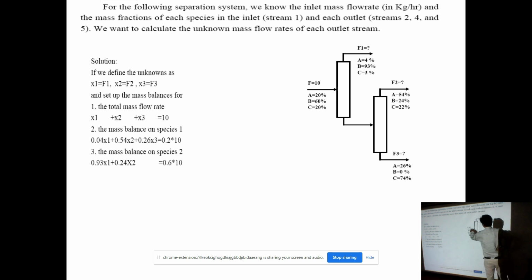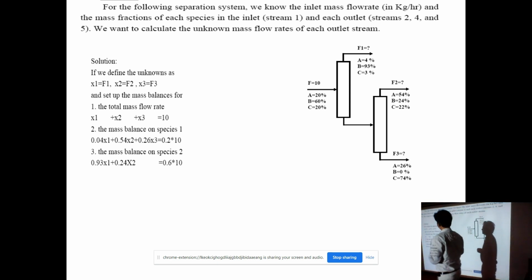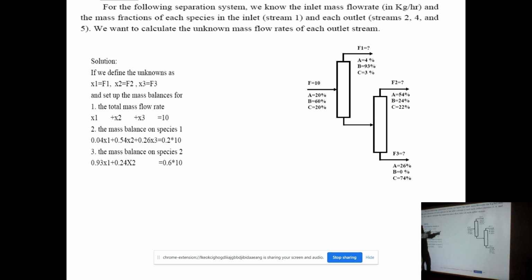Is it not that F total is equal to the sum of all the F's? Because what we feed will come out. Fine. And if I write the mass balance composition-wise, you just check. I have written here. See, I have given F1 as X1, F2 as X2, F3 as X3. I have written the mass balance here. See, 0.04 X1. What is 0.04 X1? 0.54 X2. 0.23 X3.